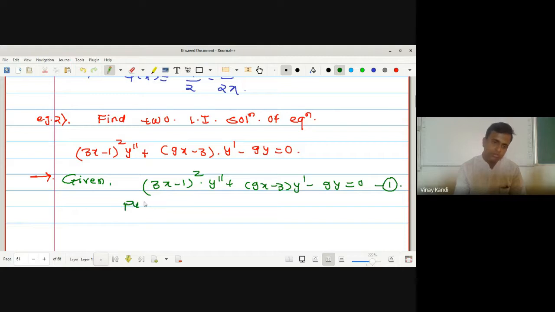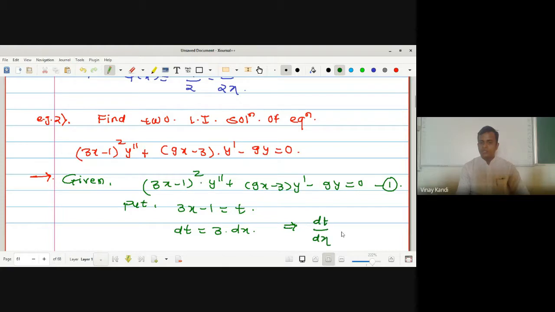Now put, what do we have to put? 3x minus 1 is equal to t. So differentiate with respect to x here. Okay, so here we get dt is equal to 3 dx, which implies dt by dx is equal to 3. Any doubt up to here?